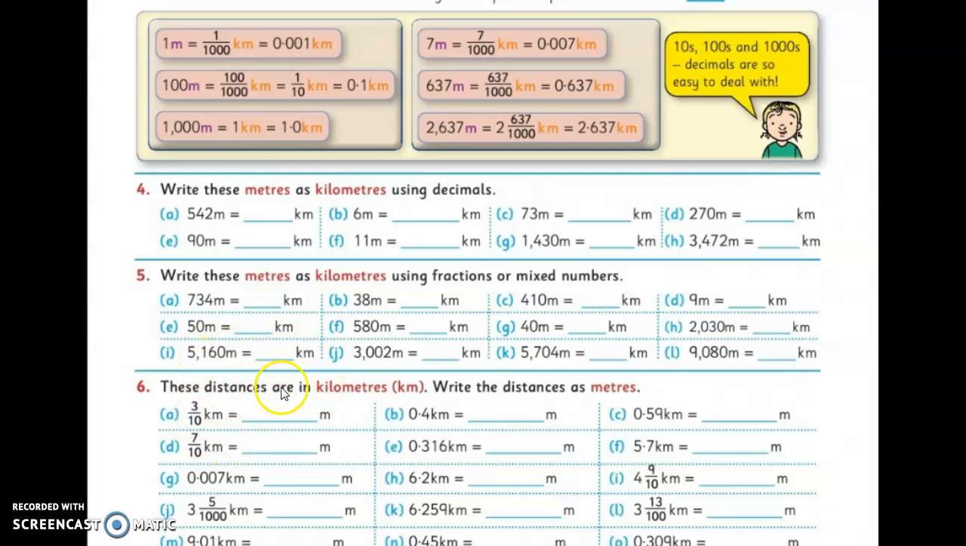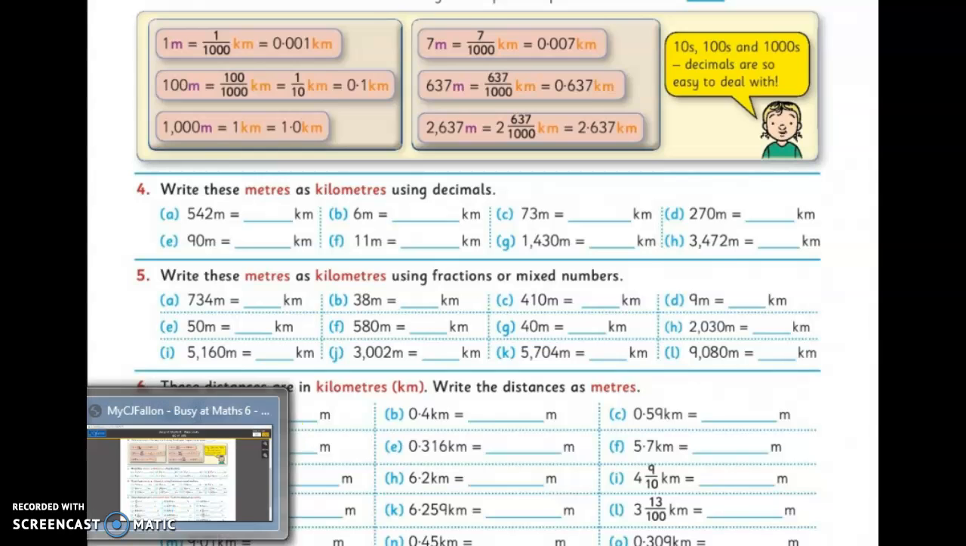Now these ones, write the distances as meters. Or these distances are in kilometers, rather. So 3/10 of a kilometer is how many meters? 3/10 of a kilometer is 300 meters.